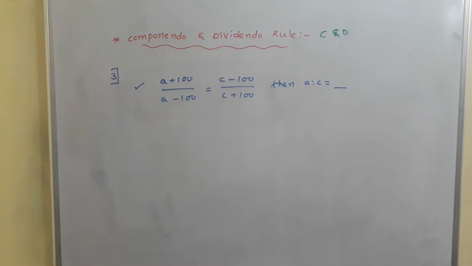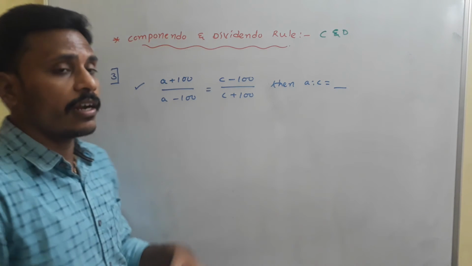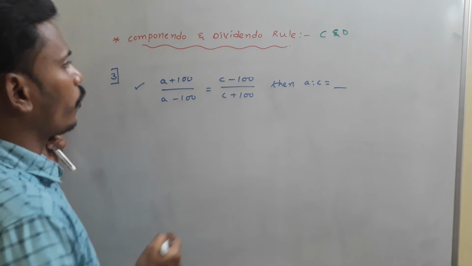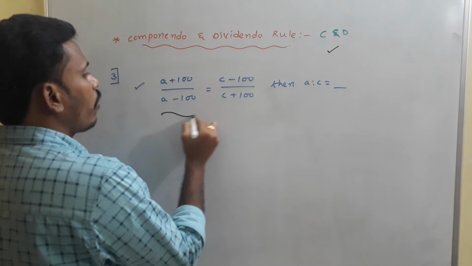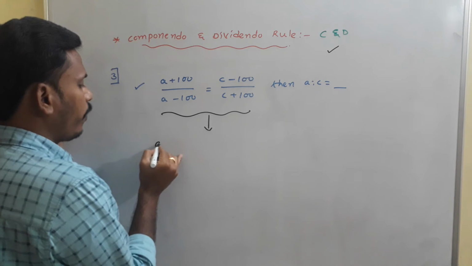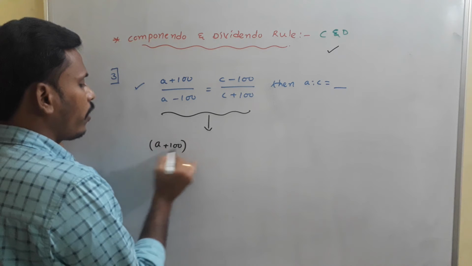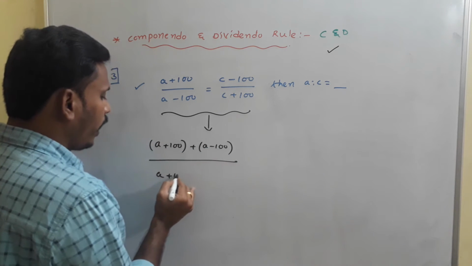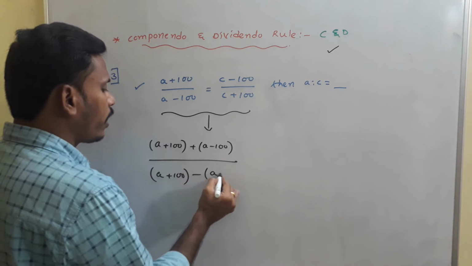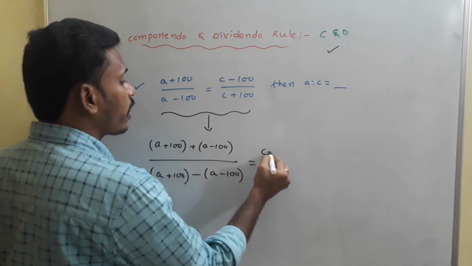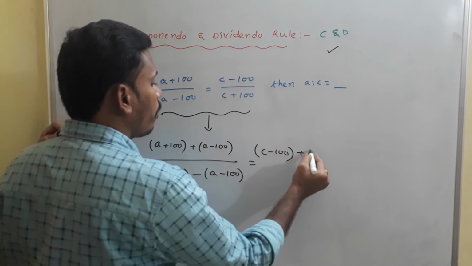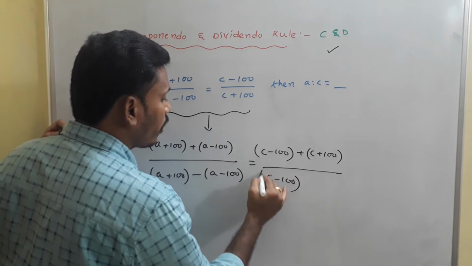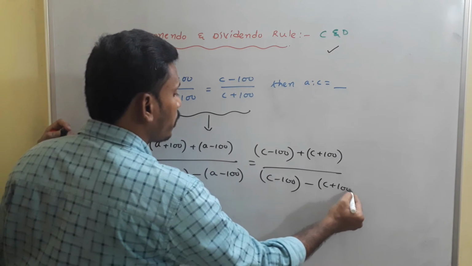Next problem, (a + 100)/(a - 100) = (c - 100)/(c + 100). See, all these problems are of the same type, we just need to use this CD method. Since we have this fraction, according to the CD method, on the left side numerator a + 100 plus denominator a - 100, divided by numerator a + 100 minus denominator a - 100. Whereas on the right side, numerator c - 100 plus denominator c + 100, again numerator c - 100 minus denominator c + 100.